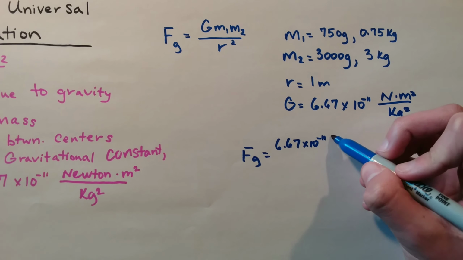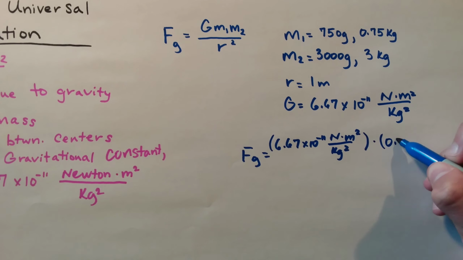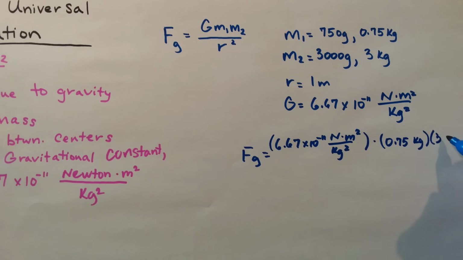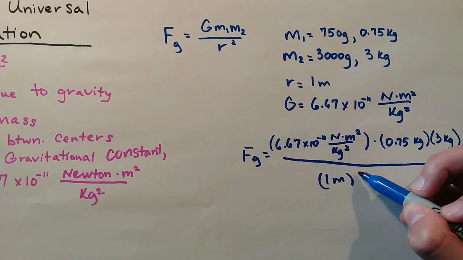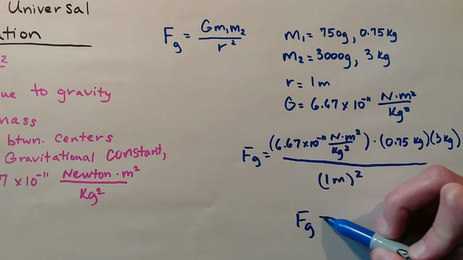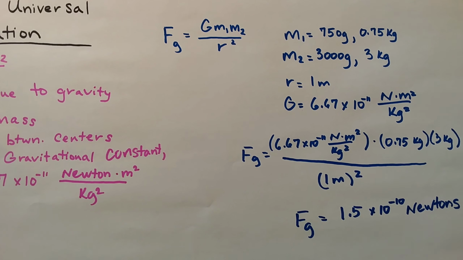6.67 times 10 to the negative 11 Newton times meter squared over kilogram squared times 0.75 kilograms times 3 kilograms all over the quantity 1 meter squared. And that monstrosity comes out to 1.5 times 10 to the negative 10 newtons.